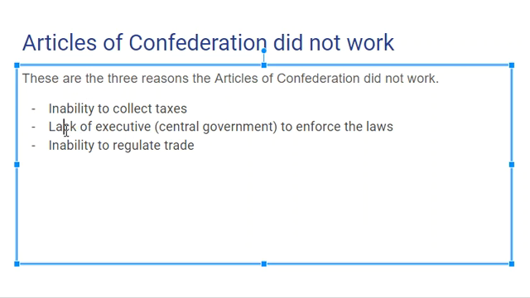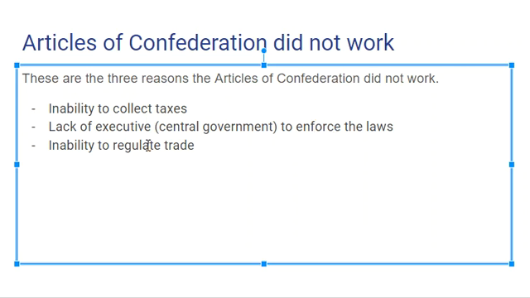There was a lack of an executive central government to enforce the laws, so that kind of comes down to money. If somebody breaks the law, you need to arrest them, and there has to be a punishment. However, that costs money, so there was no way to enforce the laws.